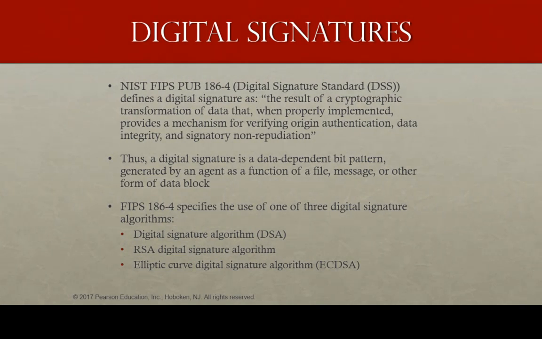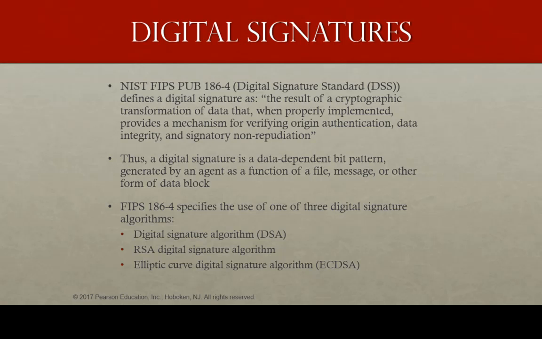Digital signatures. NIST FIPS Pub 186-4, which is the Digital Signature Standard, DSS, defines a digital signature as follows: the result of a cryptographic transformation of data that, when properly implemented, provides a mechanism for verifying origin authentication, data integrity, and signatory non-repudiation.